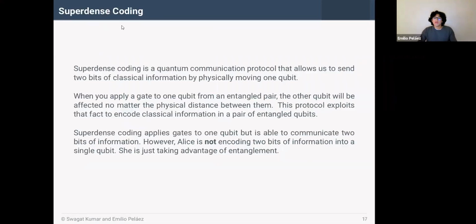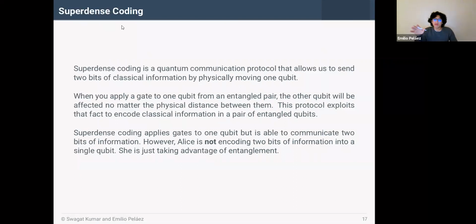So now, superdense coding. Superdense coding is a quantum communication protocol that allows us to send 2 bits of classical information by physically moving only 1 qubit. So it is a bit similar to the last one, but now we send 2 bits of classical information by physically moving just 1 qubit.